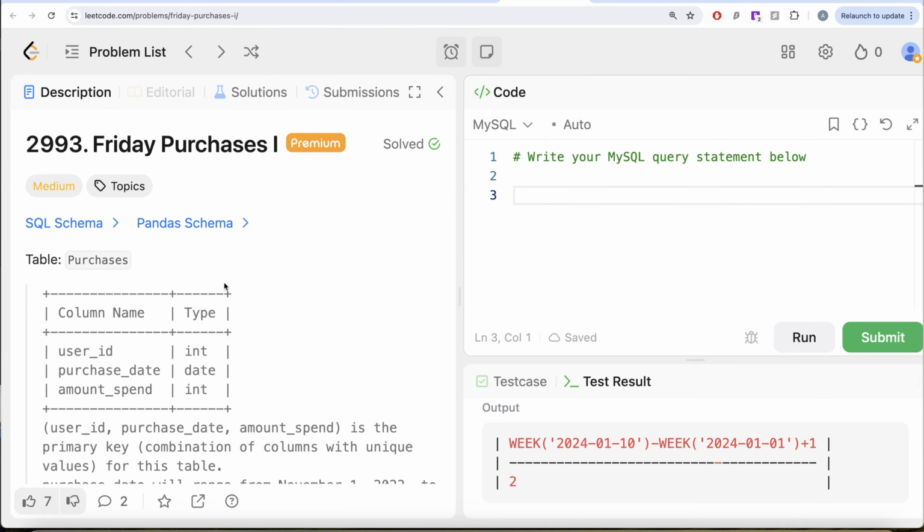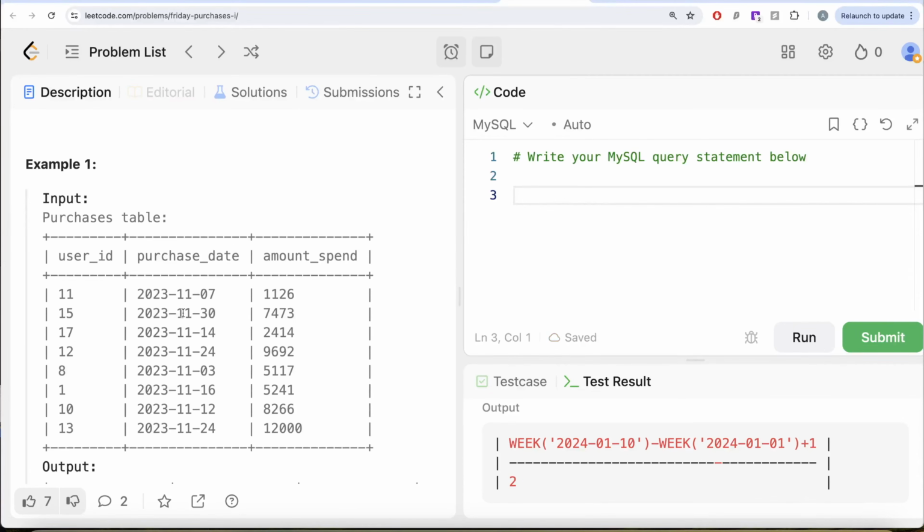So firstly, we need to get, okay, for every purchase date, which day exactly it is.